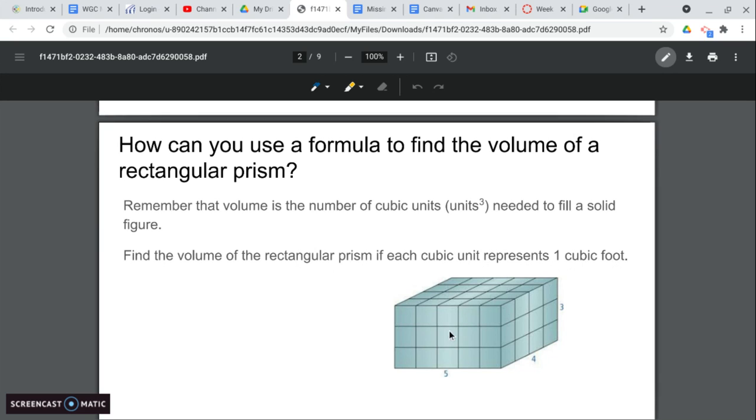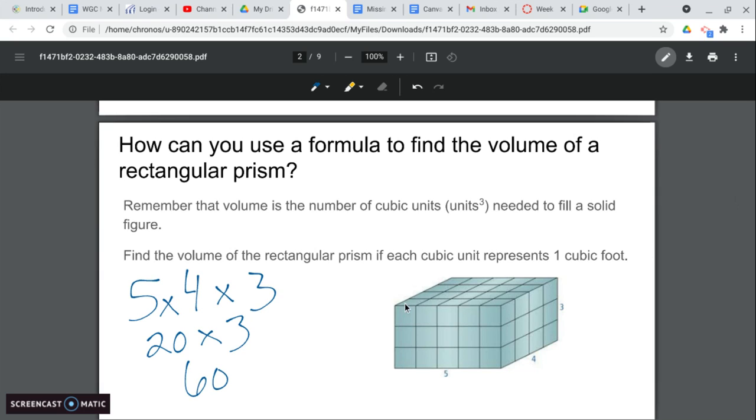So this is what I mentioned in the last video, where we can look at the dimensions of the sides to figure out what the volume is. We know across here there's going to be 5, and there are 4 going this way, so 5 times 4 would tell us how many are on one layer. If we counted just the top, we'd find that there's 20, because that's what 5 times 4 is. And then there's 3 of those layers, so we multiply it by 3. So 5 times 4 is 20, and then 20 times 3 is 60.